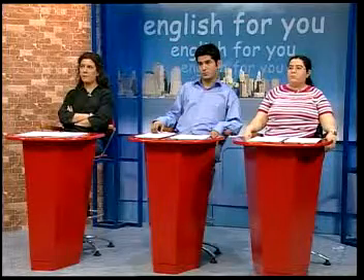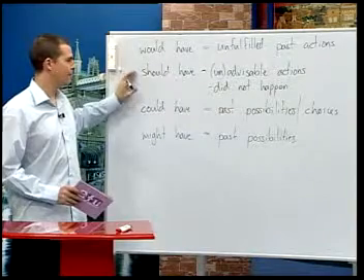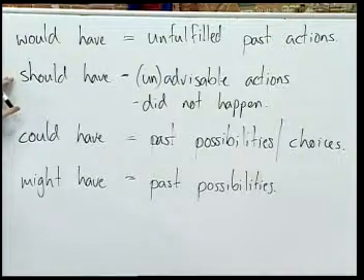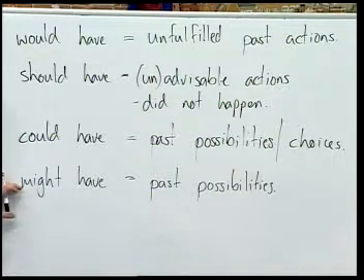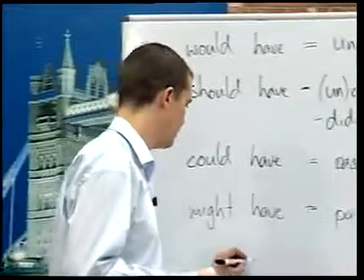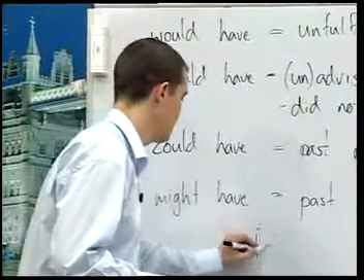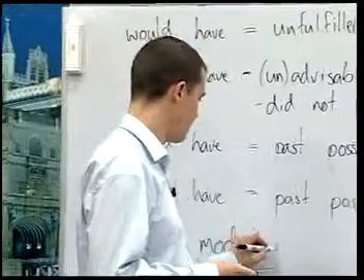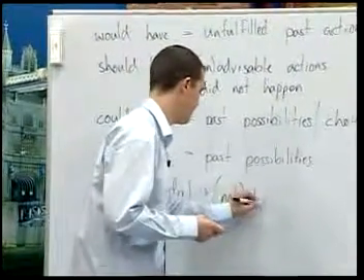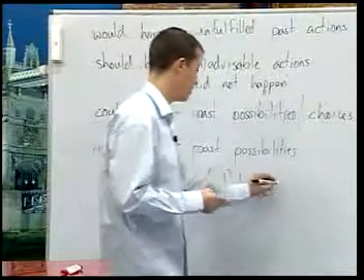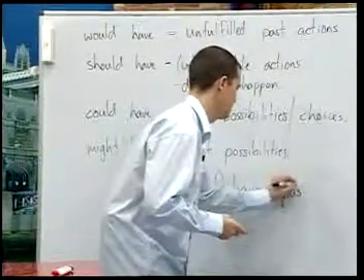So would have: unfulfilled past actions. Should have: advisable or unadvisable actions, but they didn't happen. Could have: past possibilities, past choices. Might have: past possibilities. These are modal auxiliaries. They describe past actions, and we make them this way. We have the modal. In the passive, we make modal plus have or not have, and then plus the past participle.